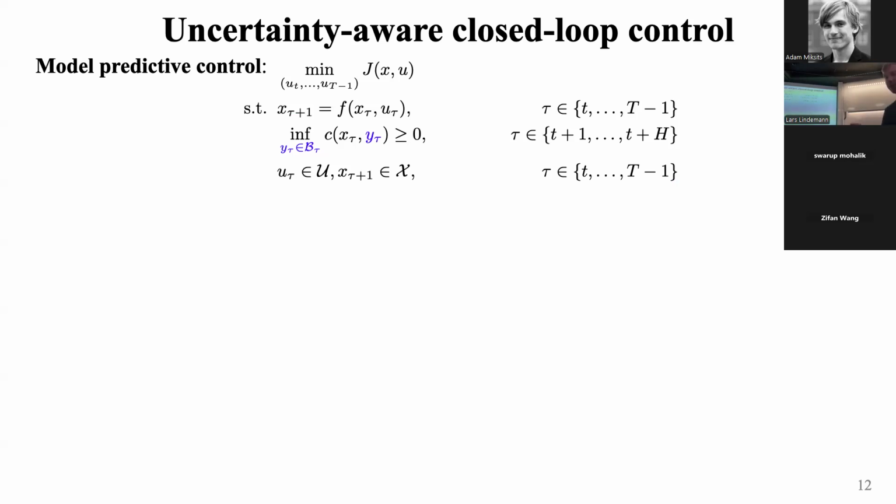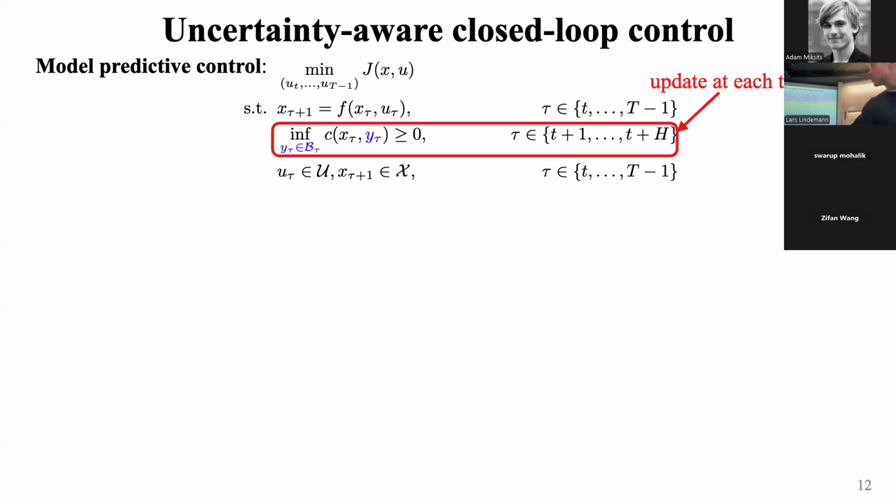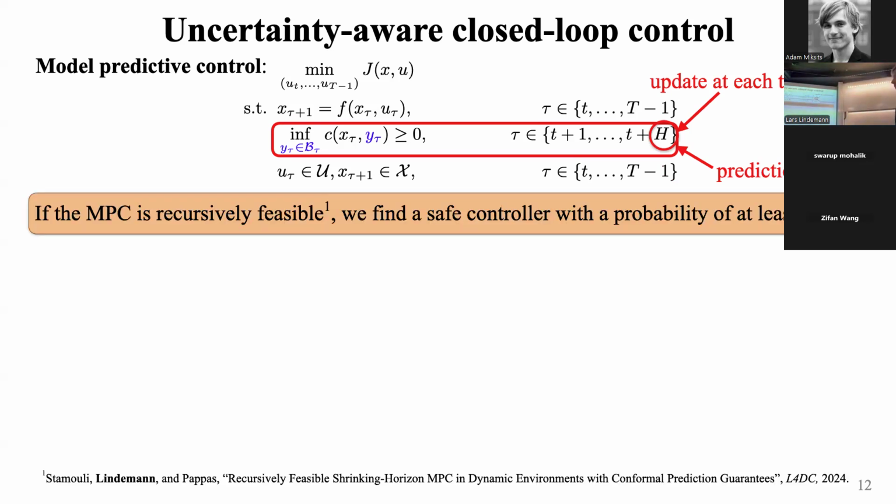we're doing here. So at each time step, we're taking new measurements of the environment. We're making new predictions of the agents in the environment. We're recomputing the prediction regions, and we're recomputing the solution to this optimization problem. So at each time step, we update this robust safety constraint, and we solve this optimization problem recursively. And what we can also do is we can add a prediction horizon over here that we can play with to navigate how far we want to predict into the future. Now, under the assumption, and I'll comment on this in a moment, that the MPC is recursively feasible, we find a safe controller with a probability no less than 1 minus delta.